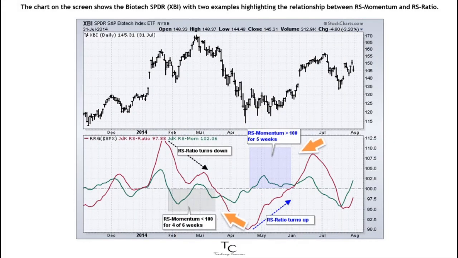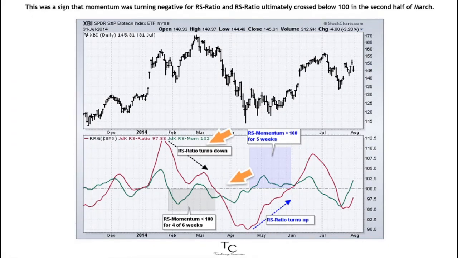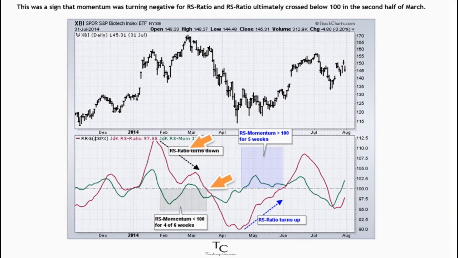The chart on the screen shows the biotech SPDR, XBI, with 2 examples highlighting the relationship between RS momentum and RS ratio. The gray shading shows RS momentum below 100 for 4 of 6 weeks in February to March. Even though the indicator popped above 100 briefly, this pop did not last long and quickly moved back below 100. This was a sign that momentum was turning negative for RS ratio, and RS ratio ultimately crossed below 100 in the second half of March.